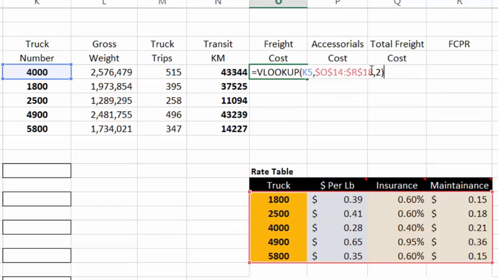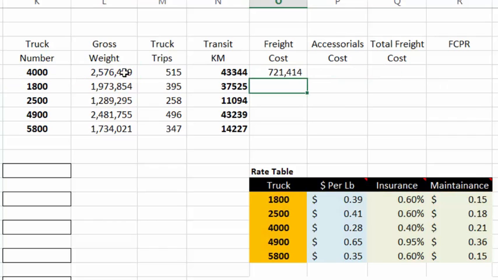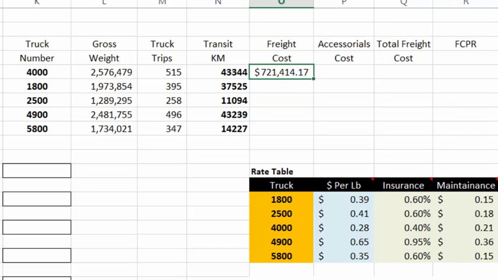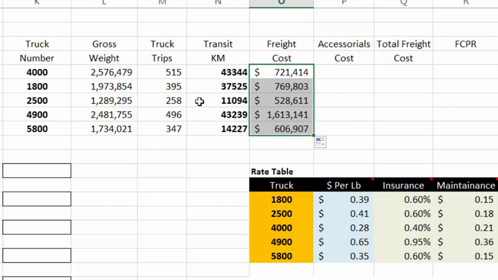Now what do I want to do with it? That's 28 cents. Multiply that by the gross weight and press enter. So it's costing me $721,414 to ship those units. Okay? And I'm going to copy this down. Now, you can color code these later based on these if you like.